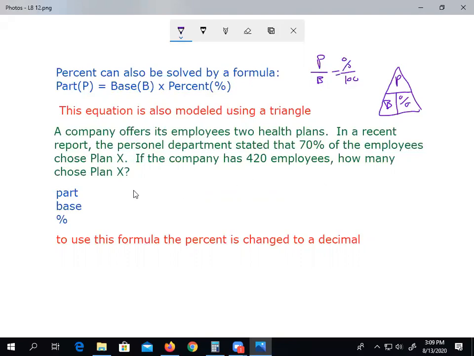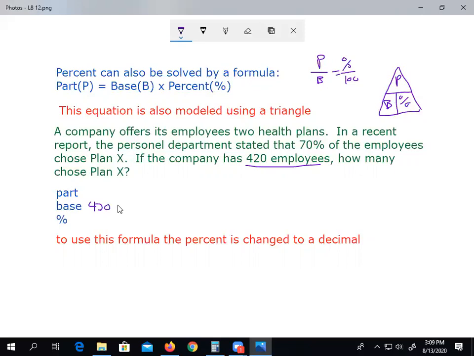So again, in a percent problem, there's these 3 basic elements: the part, the base, and the percent, the rate. So in this problem, the 420 employees is something that I see. That's a known fact. But that looks like the whole amount of the employees. That looks like that's going to be the 420 as the base.